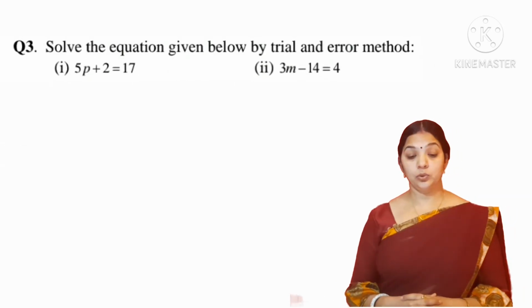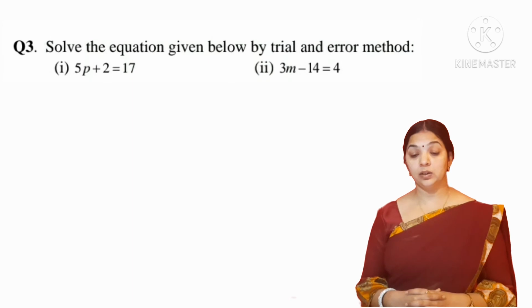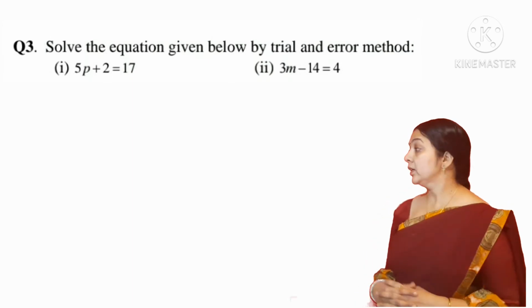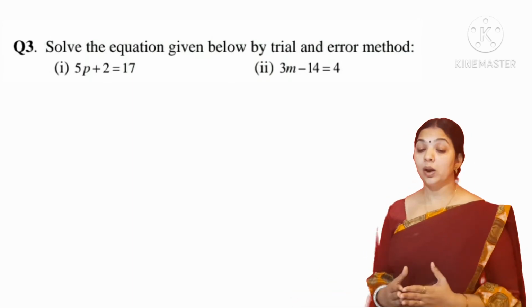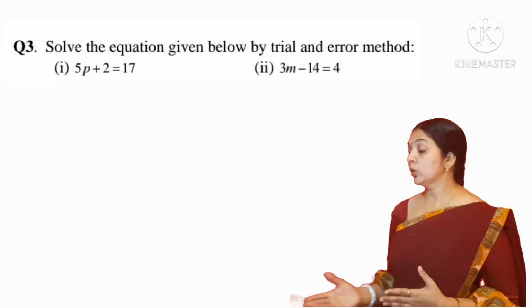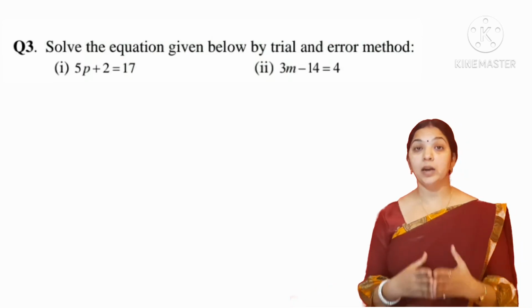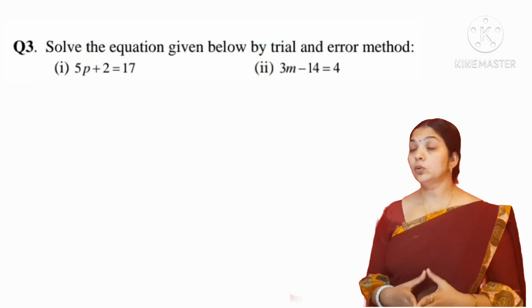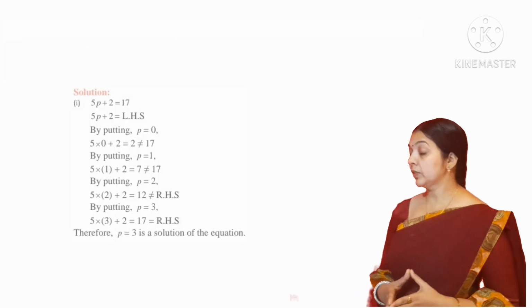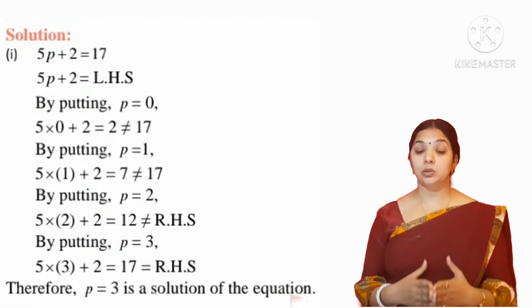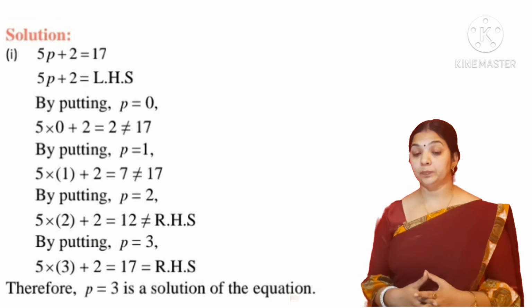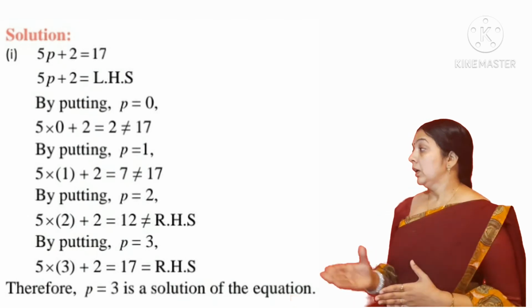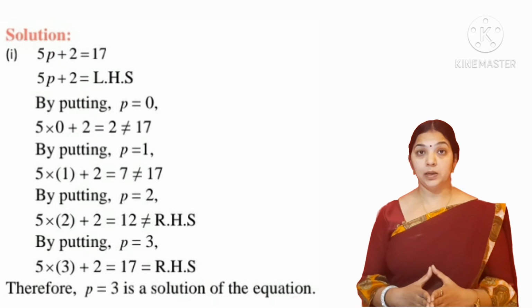Now the third question. Solve the given equation by hit and trial method. What you have to do? You have to solve the equation given below by hit and trial or error method. So what will we do? We will do it again one by one. The first part, 5p plus 2 is equal to 17. Now LHS is 5p plus 2.